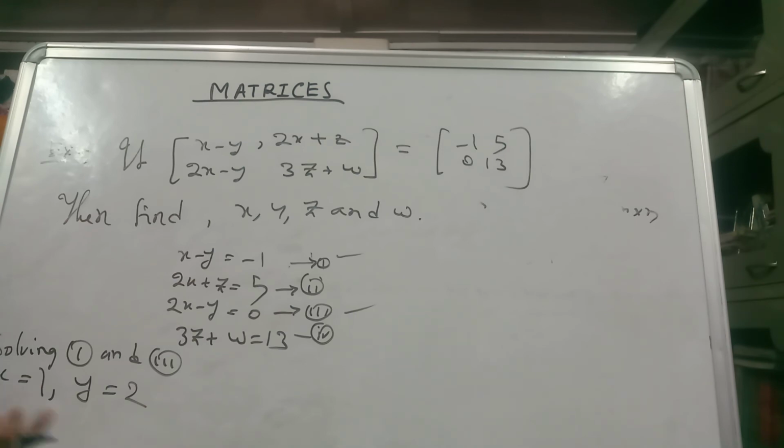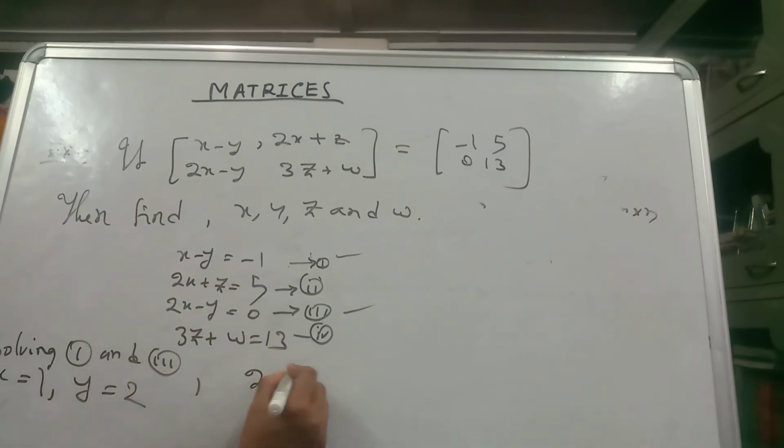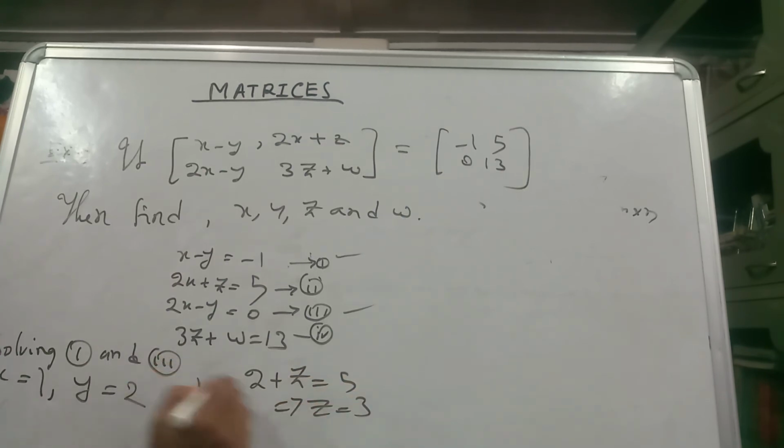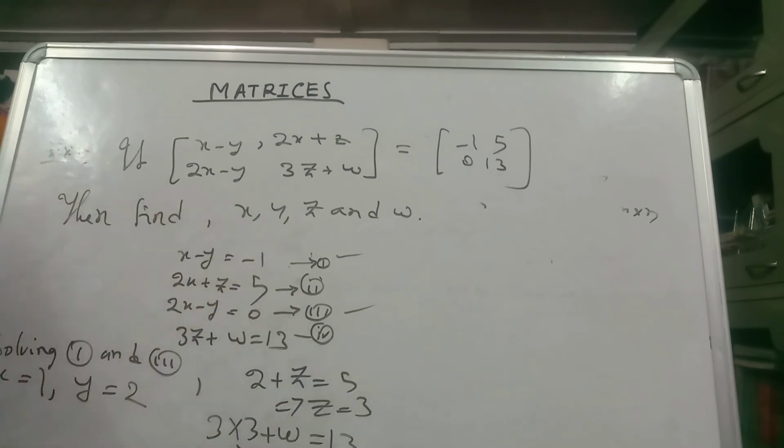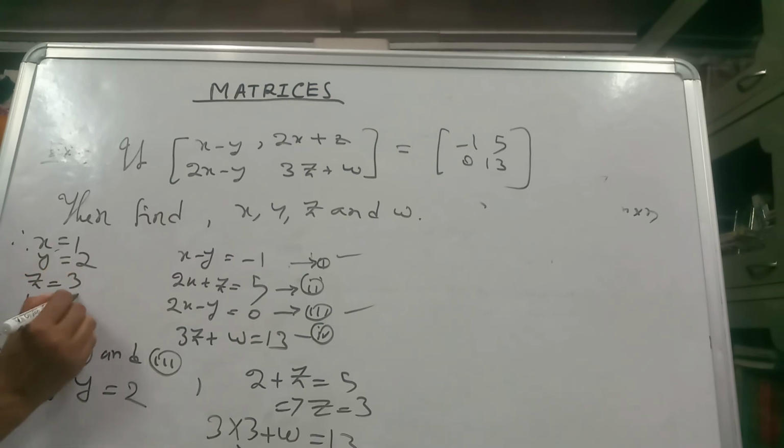Again, put the value of x in 2, then you will get 2 plus z equal to 5, which implies z equal to 3, and putting the value of z in 4, we will get 3 into 3 plus w equal to 13. Therefore w equal to 13 minus 9, that is 4. Therefore x equal to 1, y equal to 2, z equal to 3, and w equal to 4.